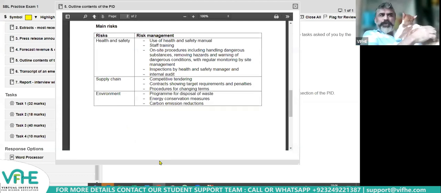Why? Why do we need to know all possible risks in advance so that we can mitigate them? We can try to prevent them, or mitigate them, or take action so that those risks don't happen. Very good. Impact, right? All right, guys, done.